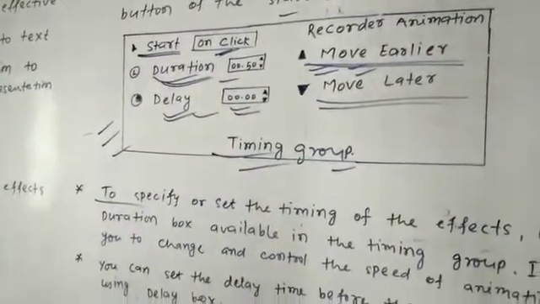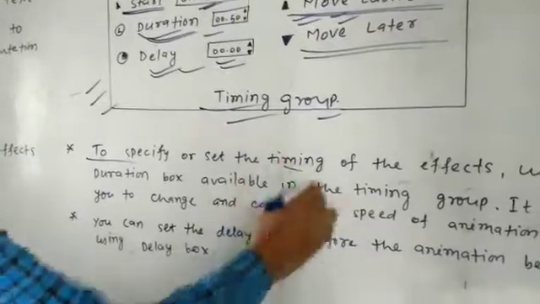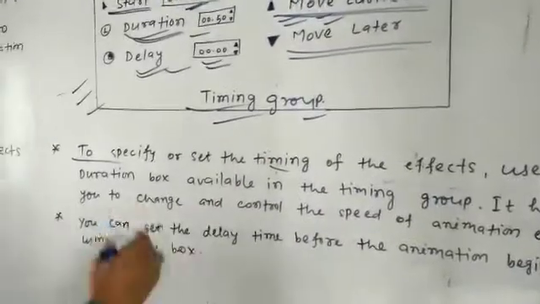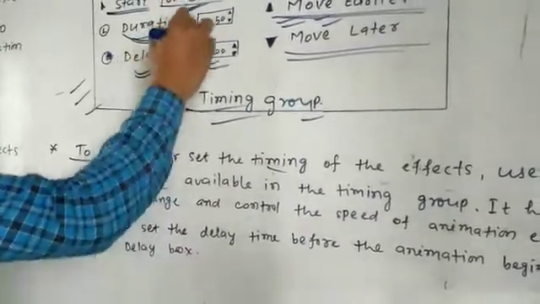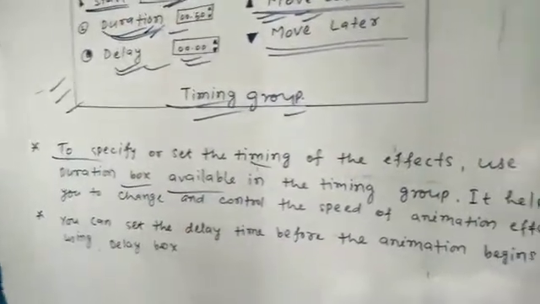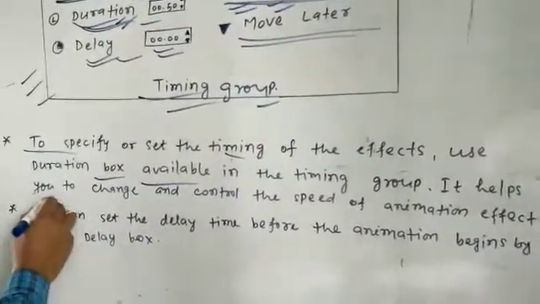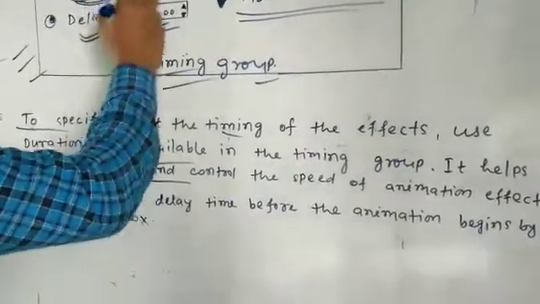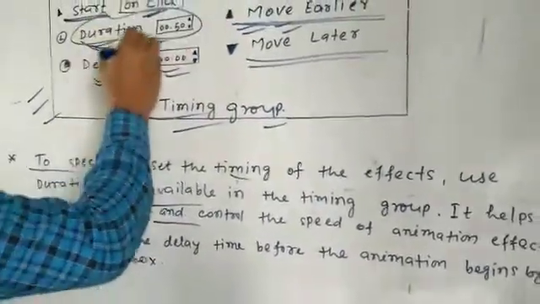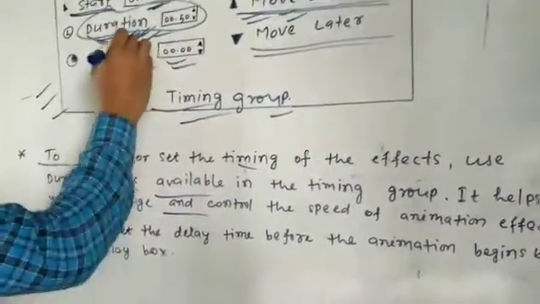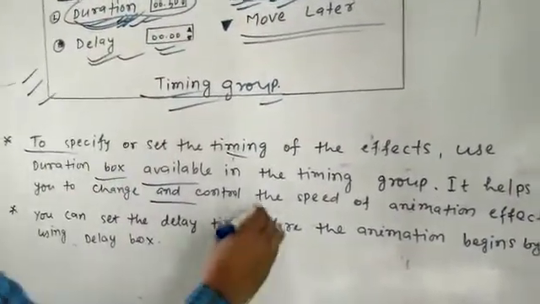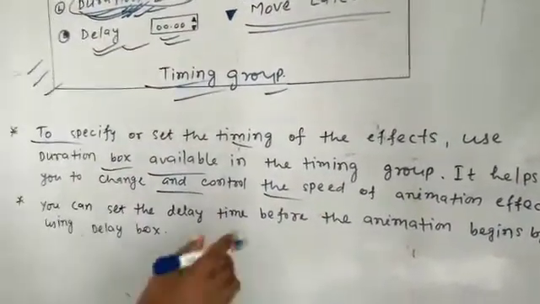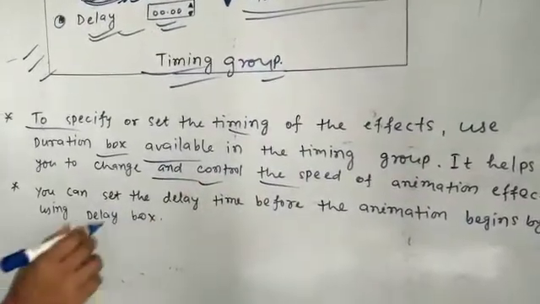To set the timing of the effect, use the Duration box available in the Timing group. It helps you to change and control the speed of the animation. This is duration, and it can be used to control the speed of the animation effect.